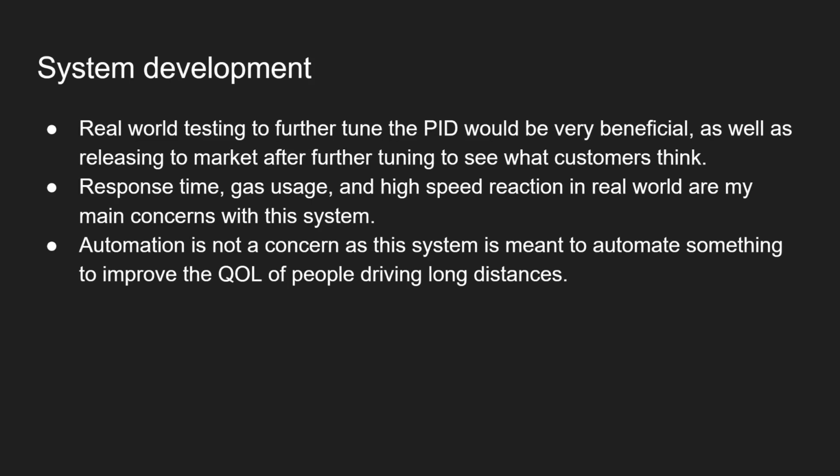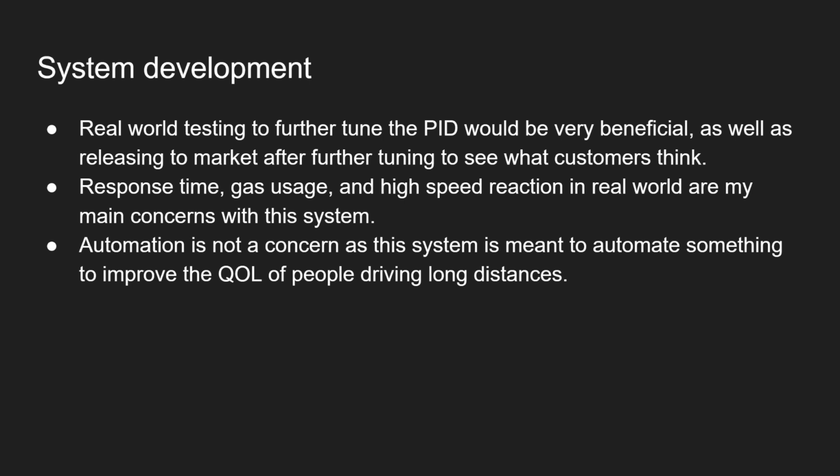And now regarding the actual system development and the final testing of the system, I personally would want to do real world testing to further tune the PID, and it would be extremely beneficial, as well as releasing to the market after further tuning to see what customers think. The reason for that is because real world data can be very much different from just a Simulink model, and I'm sure that this system would need further tuning to actually represent what a real world is like.